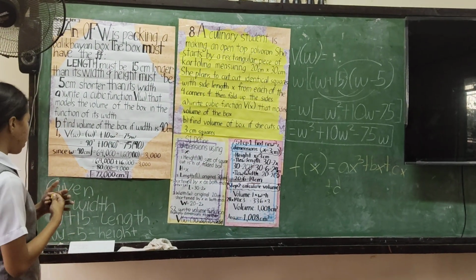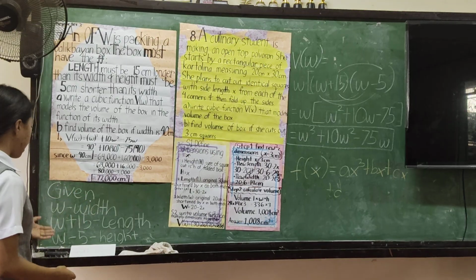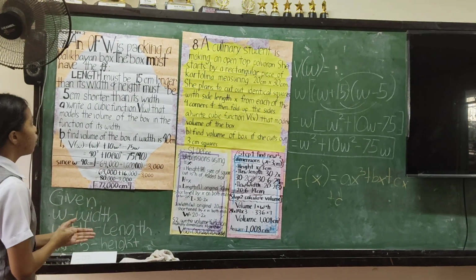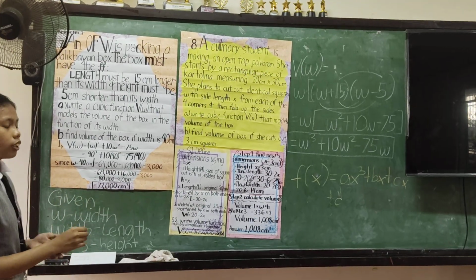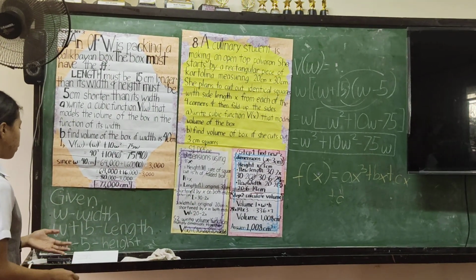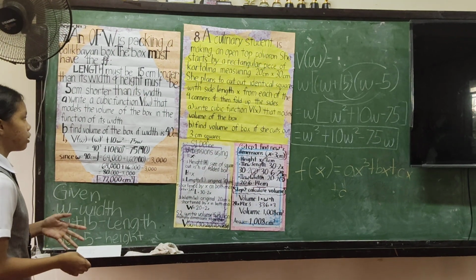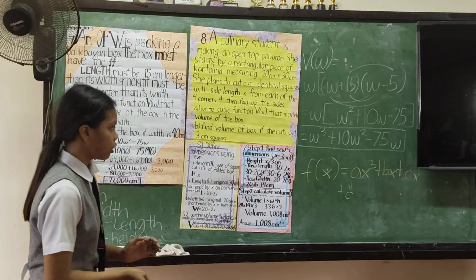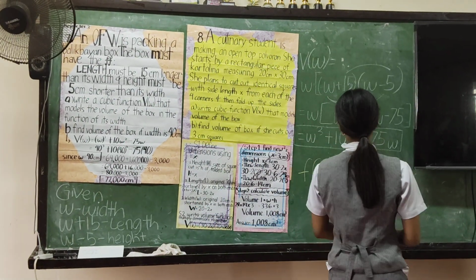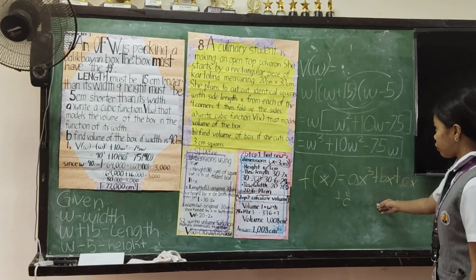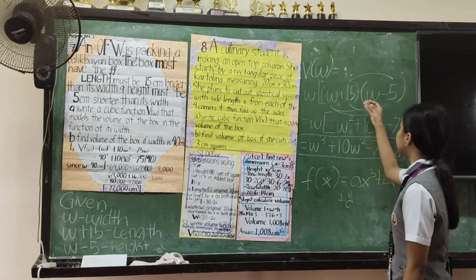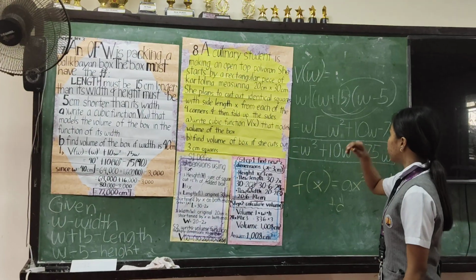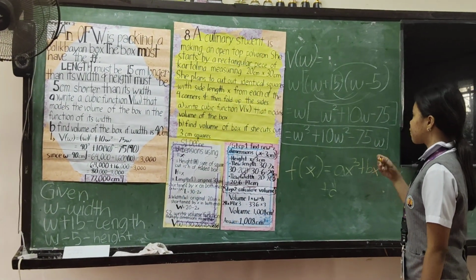We have to write down our givens. Our width will be represented as W, and our length will be represented as W plus 15, because our length must be 15 centimeters longer than its width. And our height will be represented as W minus 5, as our height is 5 centimeters shorter than its width. Following this, we can represent our function as W times the quantity W plus 15 times the quantity W minus 5.